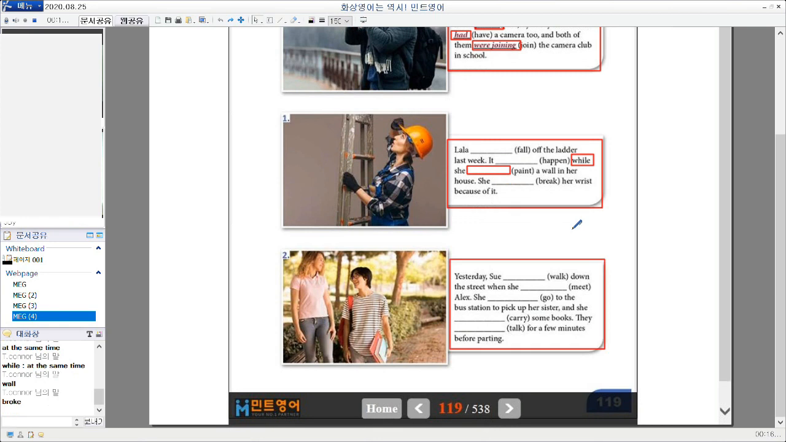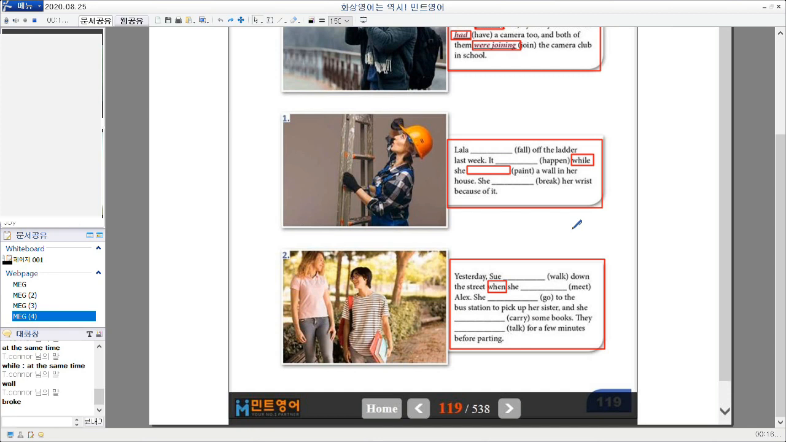All right, let's have this. Yesterday, Sue was walking down the street when she was meeting Alex when. It is when. It's not while.